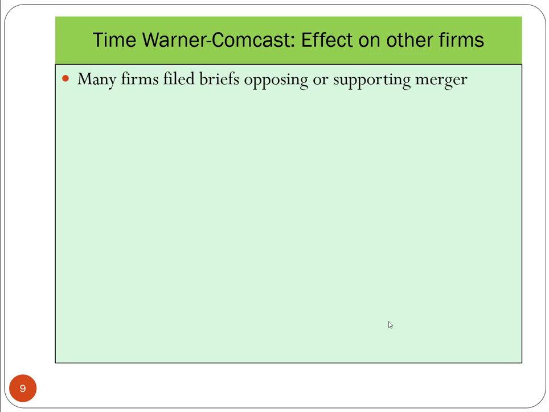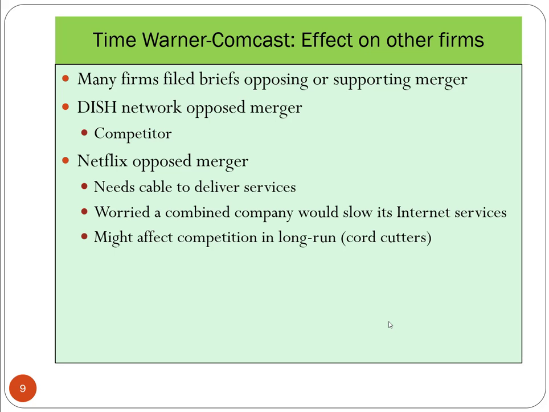Now, the merger, as well as affecting the two companies that are merging, is going to affect other companies in the market, and lots of other firms filed briefs opposing or supporting the merger. So one network that opposed the merger was the Dish Network, and this is a competitor for cable, so it's one of the satellite TV companies. And so this is a competitor for cable, and they didn't want to be competing against this larger firm. They thought it would make their lives more difficult.